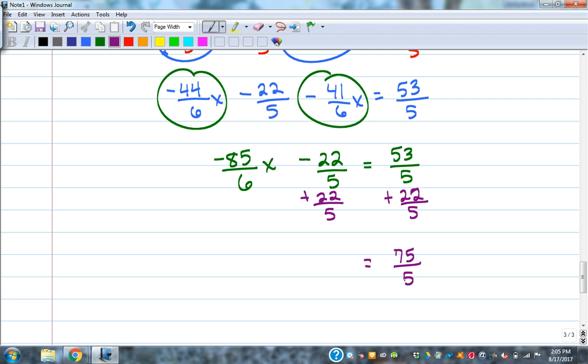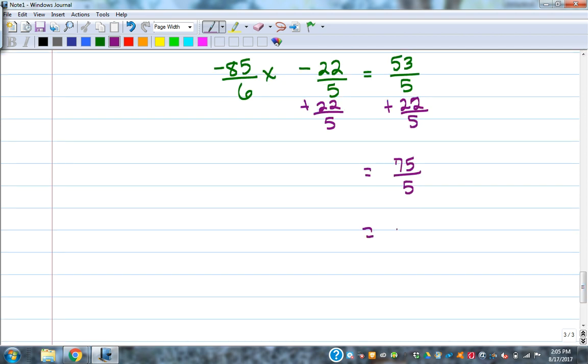75 over 5. Is 75 divisible by 5? Yeah. Oh, well, I'm going to change that to a number then. How many times does 5 go into 75? 15. So that's really just 15 over here. And I got the negative 85 over 6 here.